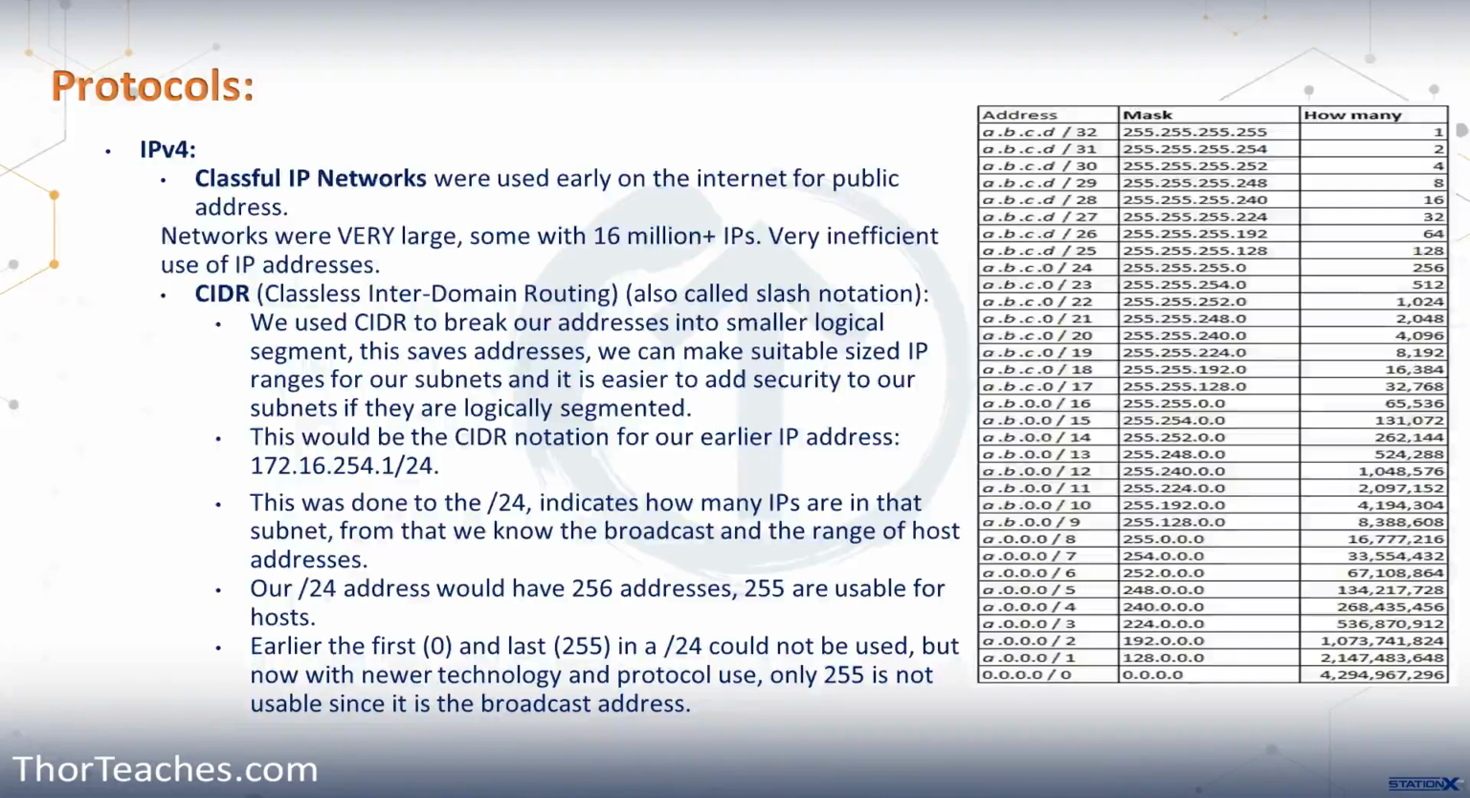Earlier on, when we had, let's say, a /24 network, the first and the last address we would never use. That would be the network address and the broadcast address. Now, we only have the 255 address that we don't use since that is the broadcast address.